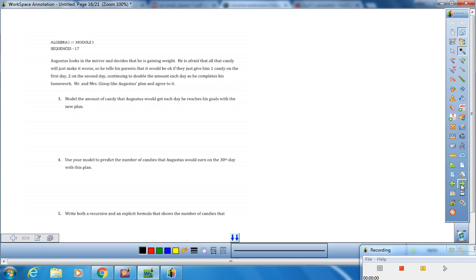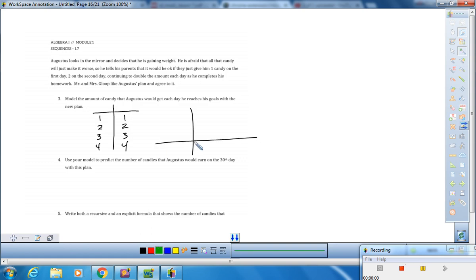So now, Augustus decides this is a terrible idea. Let's change the plan. Why don't you give me 1 piece of candy on the first day, 2 on the second day, etc. Model the amount of candy that Augustus would get each day he reaches his goals. So I think I'll just model it with a chart. On day 1, he'll get 1 piece of candy. Day 2, 2 pieces. 3 pieces. 4 pieces. We could also model that with a line.